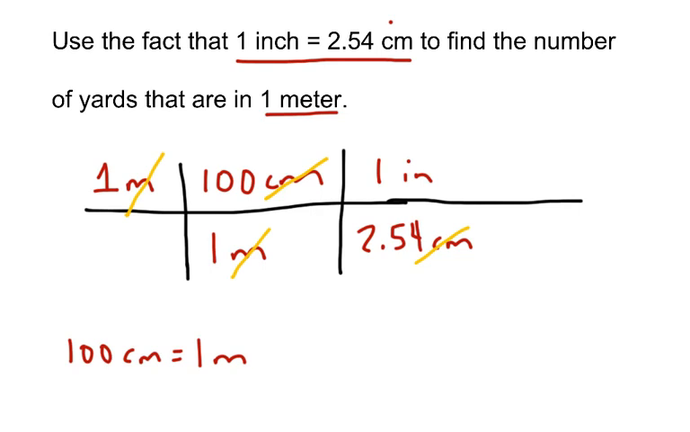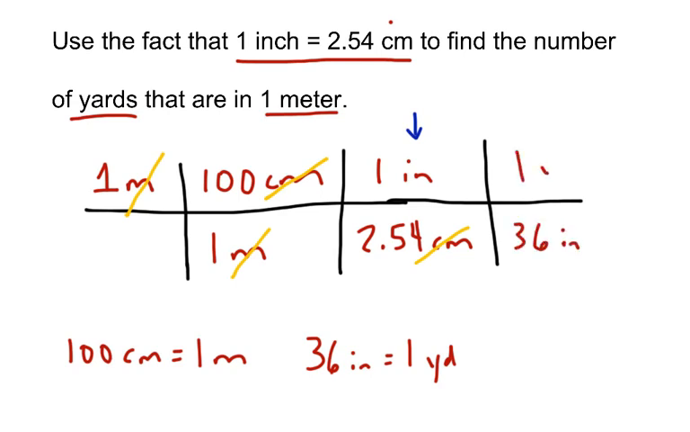Well, I'm getting close. This problem asked how many yards there are in a meter. I'm getting warmer. I'm in terms of inches. Now I need to convert these inches that I have into yards. Here's another one that you may not know off the top of your head, but you probably ought to: there are 36 inches in 1 yard, and I'm going to use that fact to convert these inches into yards. I want my inches to cancel, so the 36 inches are going to go on the bottom, and my 1 yard is going to go on the top.